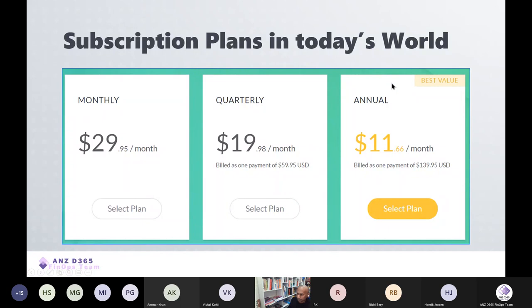All right, so that's the example again from, I don't know whose plan that was, whether it was Amazon or Netflix. 139.95 per year, an annual plan, right? They charge you this much upfront. That's from your point of view, but from their point of view, they need to amortize their revenue throughout the year. So we'll see how it works in the system.